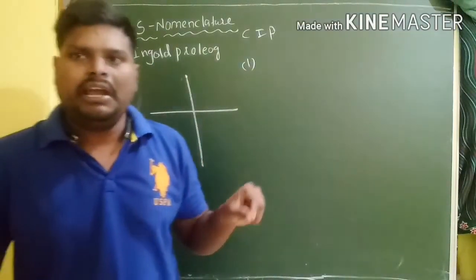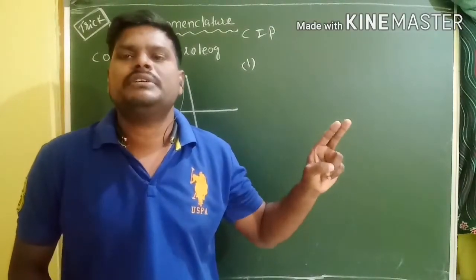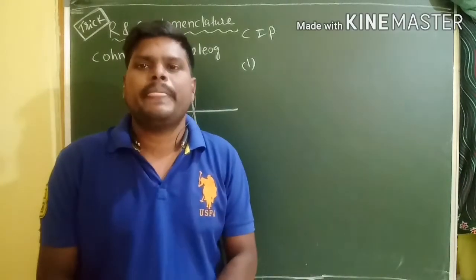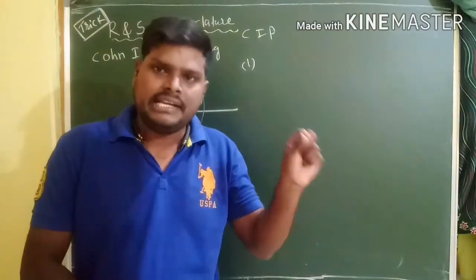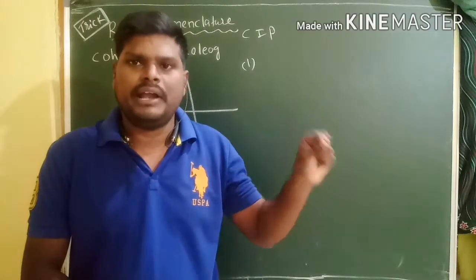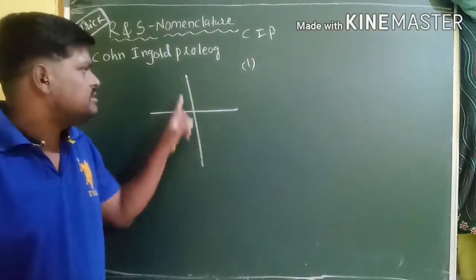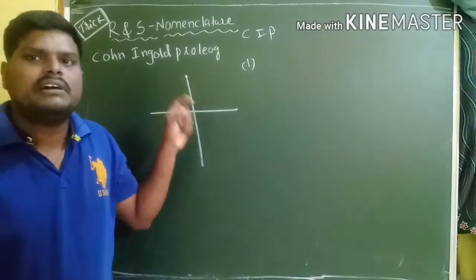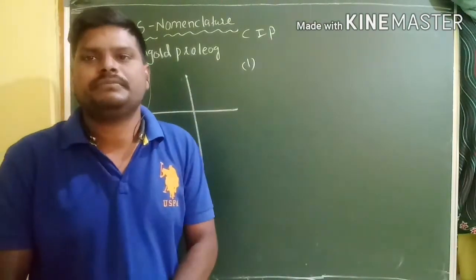So in the Fischer projection, two points are very important to discuss here. What is the first point? Point number one: the carbon chain of the compound is arranged vertically with the most oxidized carbon at the top. This is the vertical line, and this is the top carbon of the vertical line. So this always belongs to the most oxidized carbon atom.